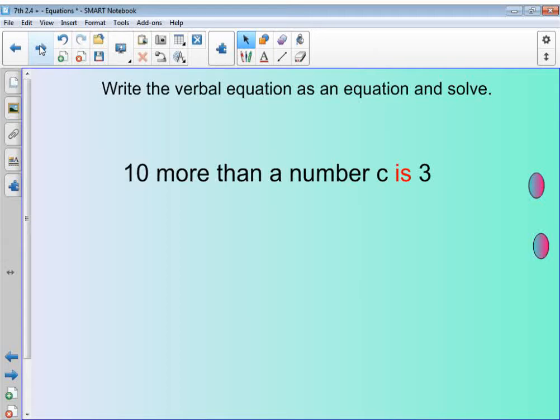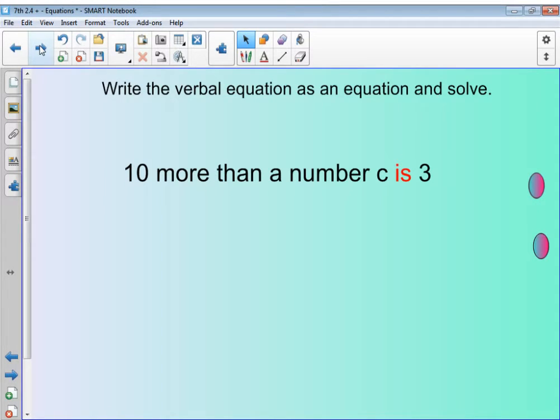This lesson is working with verbal equations or equation sentences. What you will be doing is converting them into a standard equation and then solving that equation if they give us the answer or if they give us the word is. So here I have 10 more than a number, C, is 3.